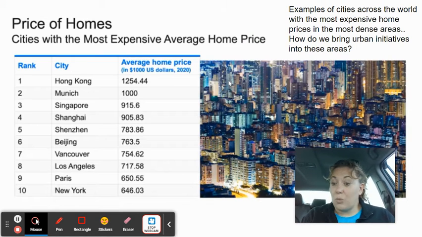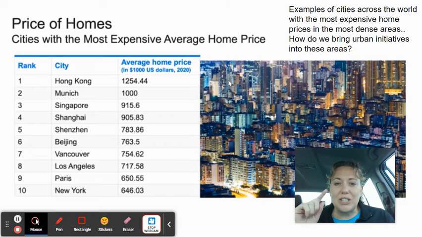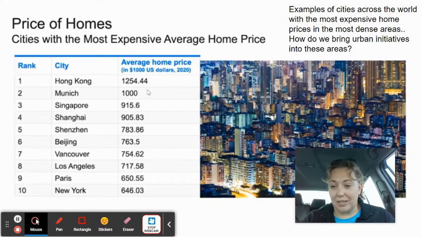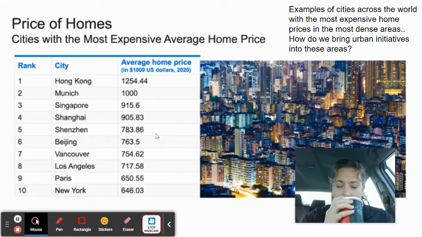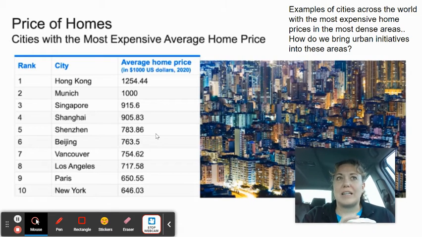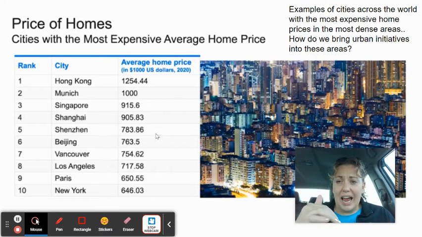Okay, this is wild to me. So price of homes, cities with the most expensive average home price. So these average home prices are in thousands of dollars as of 2020. So check this out. Hong Kong, look at this. I don't even know how to convert that, but that's a lot. Okay. I mean, you get down to, it's insane how much, and this is average home price. This is not the wealthy end house, but obviously this expense has driven out most people who cannot afford this.